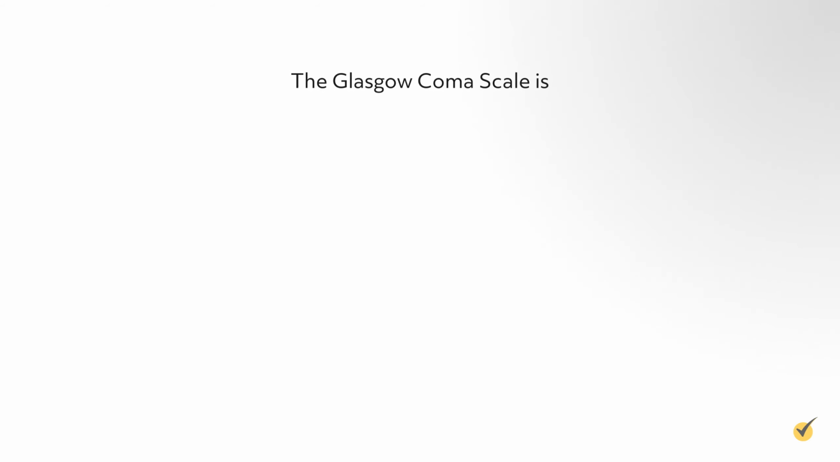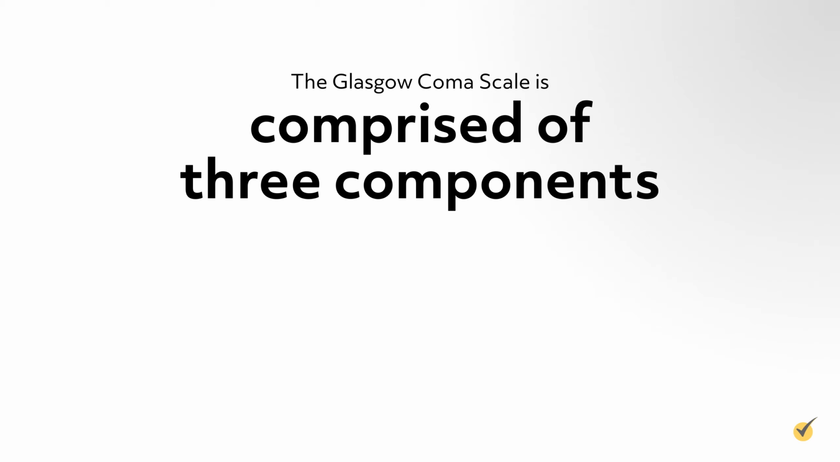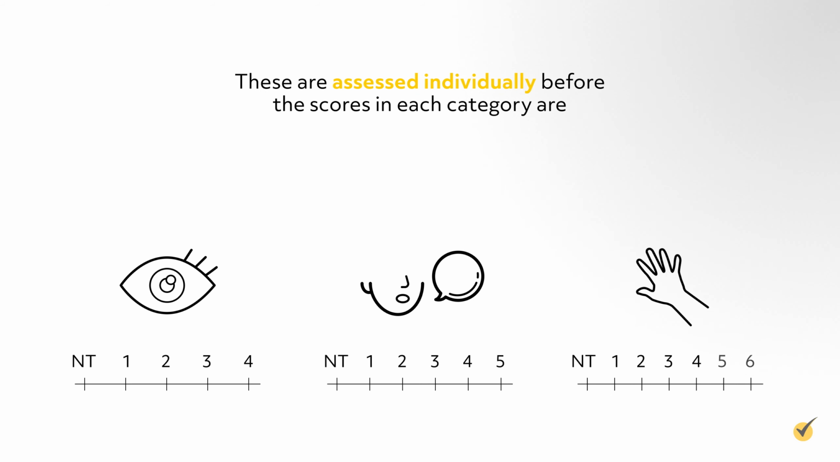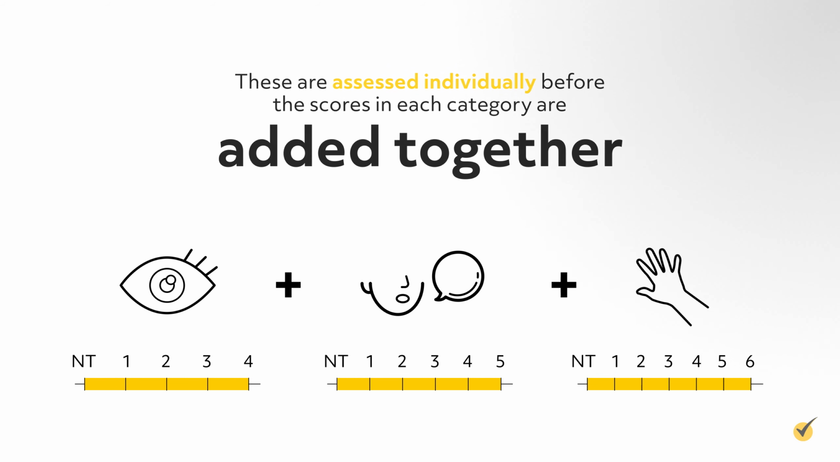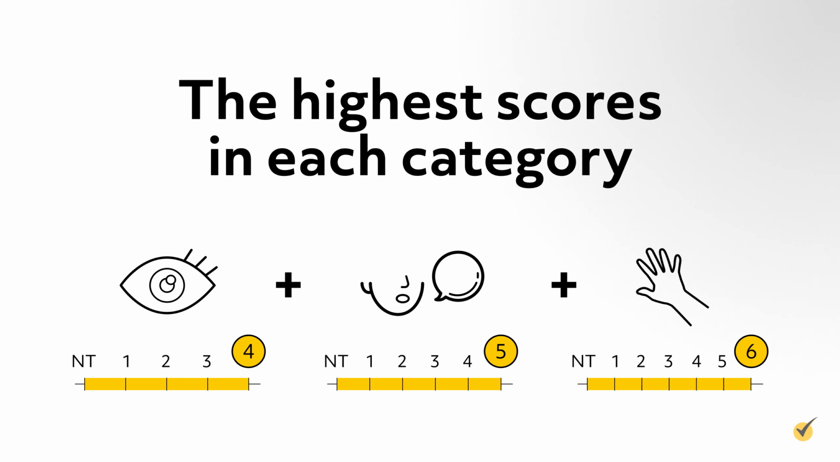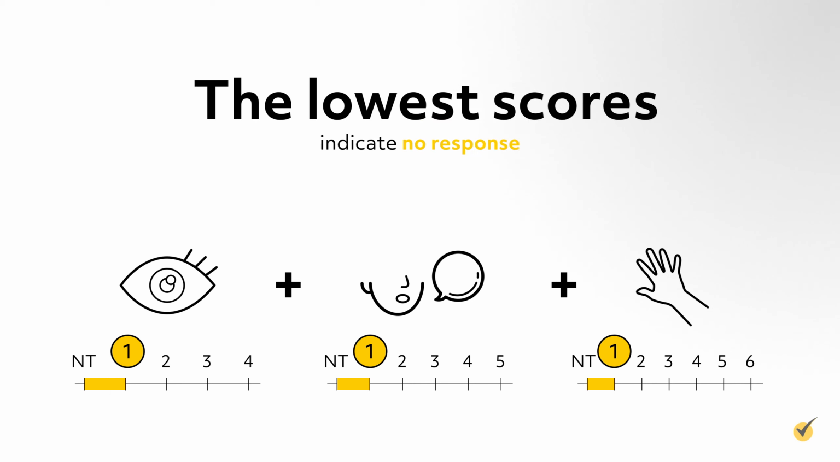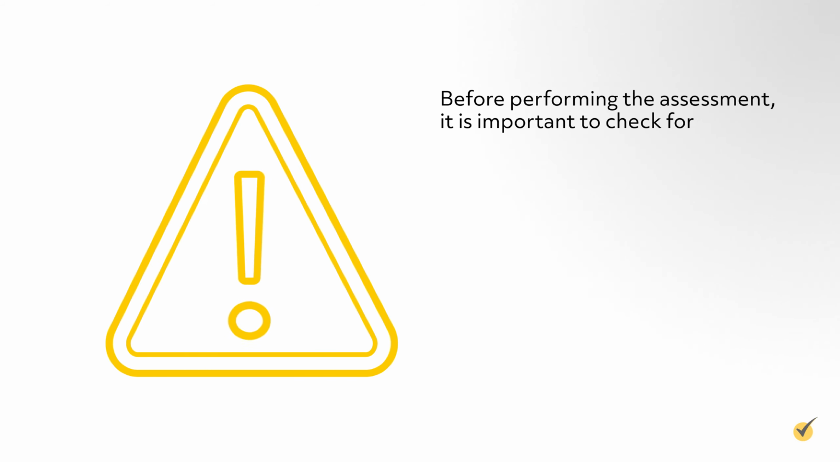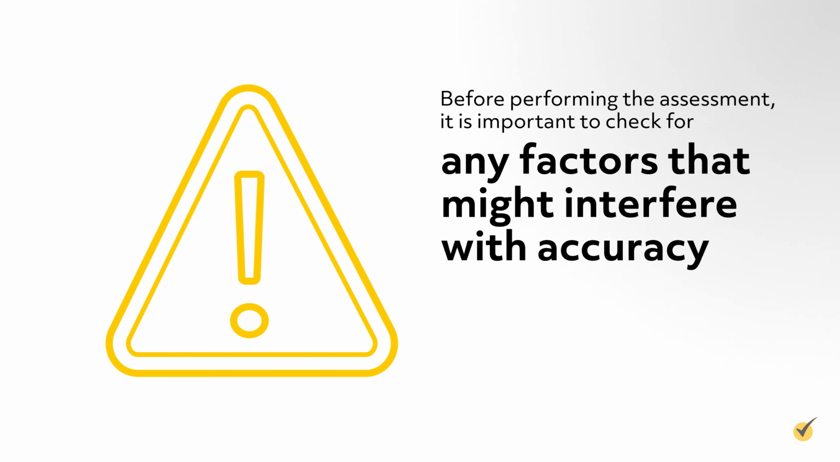The Glasgow Coma Scale is comprised of 3 components: eye-opening, verbal response, and best motor response. These are assessed individually before the scores in each category are added together. The highest scores in each category are given to the most normal assessment findings, and the lowest scores indicate no response. Before performing the assessment, it is important to check for any factors that might interfere with accuracy, such as language barriers or other injuries.